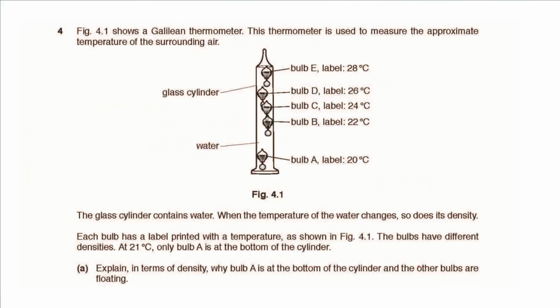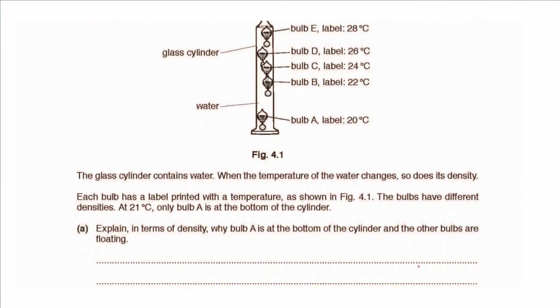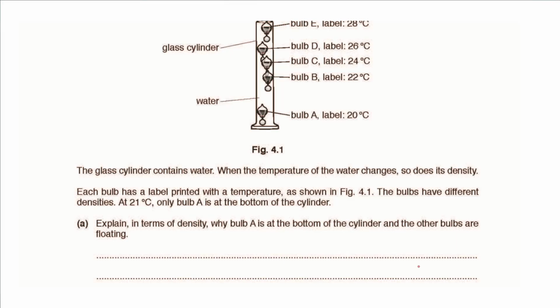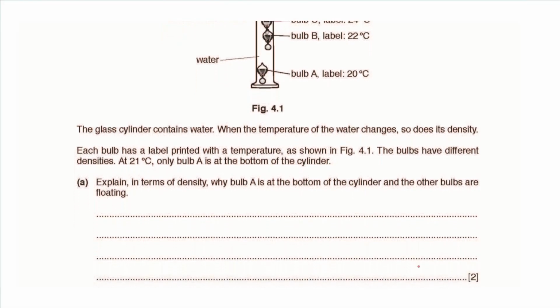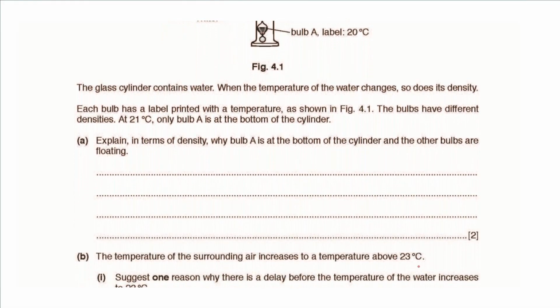Question 4 says figure 4.1 shows a Galilean thermometer. This thermometer is used to measure the approximate temperature of surrounding air. We have 5 bulbs here labeled A to E, each with a temperature written on it. The glass cylinder contains water. When the temperature of the water changes, so does its density, because as temperature increases, objects expand, and when volume increases, density decreases. Each bulb has a label printed with a temperature as shown in figure 4.1.